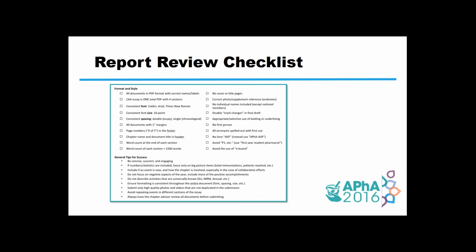This is the report review checklist, and this is very important to go over, as we talked about earlier, with reviewing your chapter report. Because we have to read so many reports and go through them all, it's very important that all of the chapters stick to the format and style that we've asked. So when you're reviewing your chapter report, go through this checklist and make sure that you can check off all of these boxes. Also make sure you look at the general tips for success, because that will really help you get the most out of your word count especially, and to make sure that you're touching on everything that you need to address in your report.